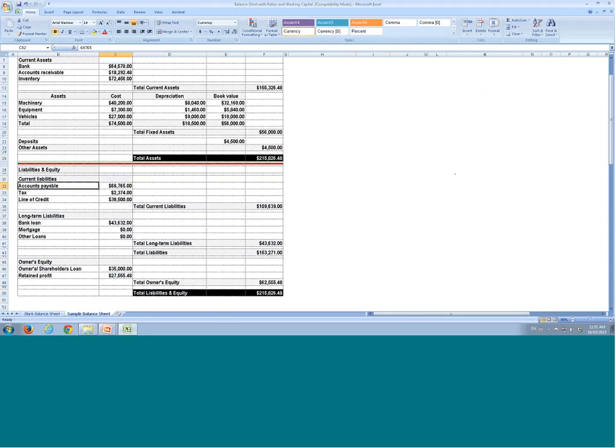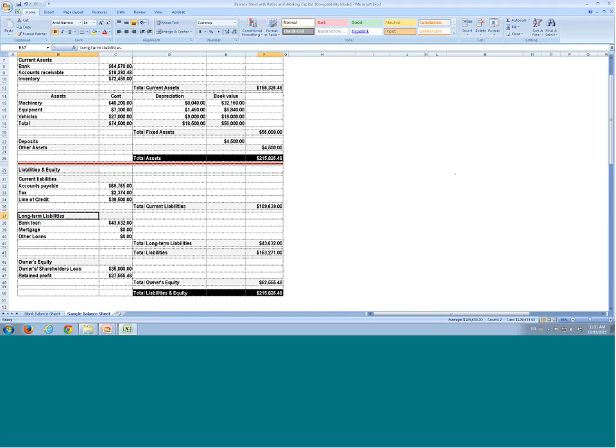The accounts payable, outstanding at the year end, are $68,765. So this is how much money we owe to our suppliers. We owe some taxes of $2,374, and we've got a line of credit of $38,500. This is the outstanding amount on the 31st of December. So our total current liabilities in this business are $109,639.